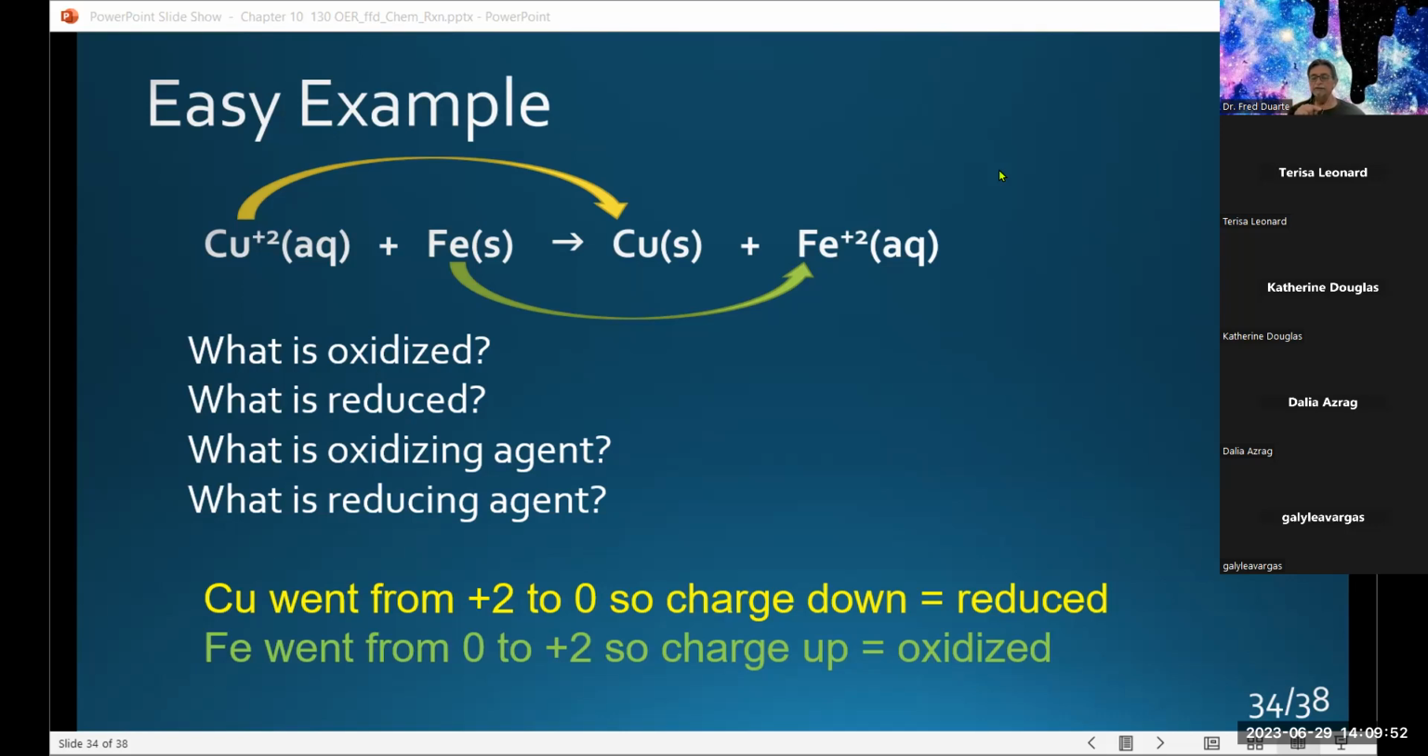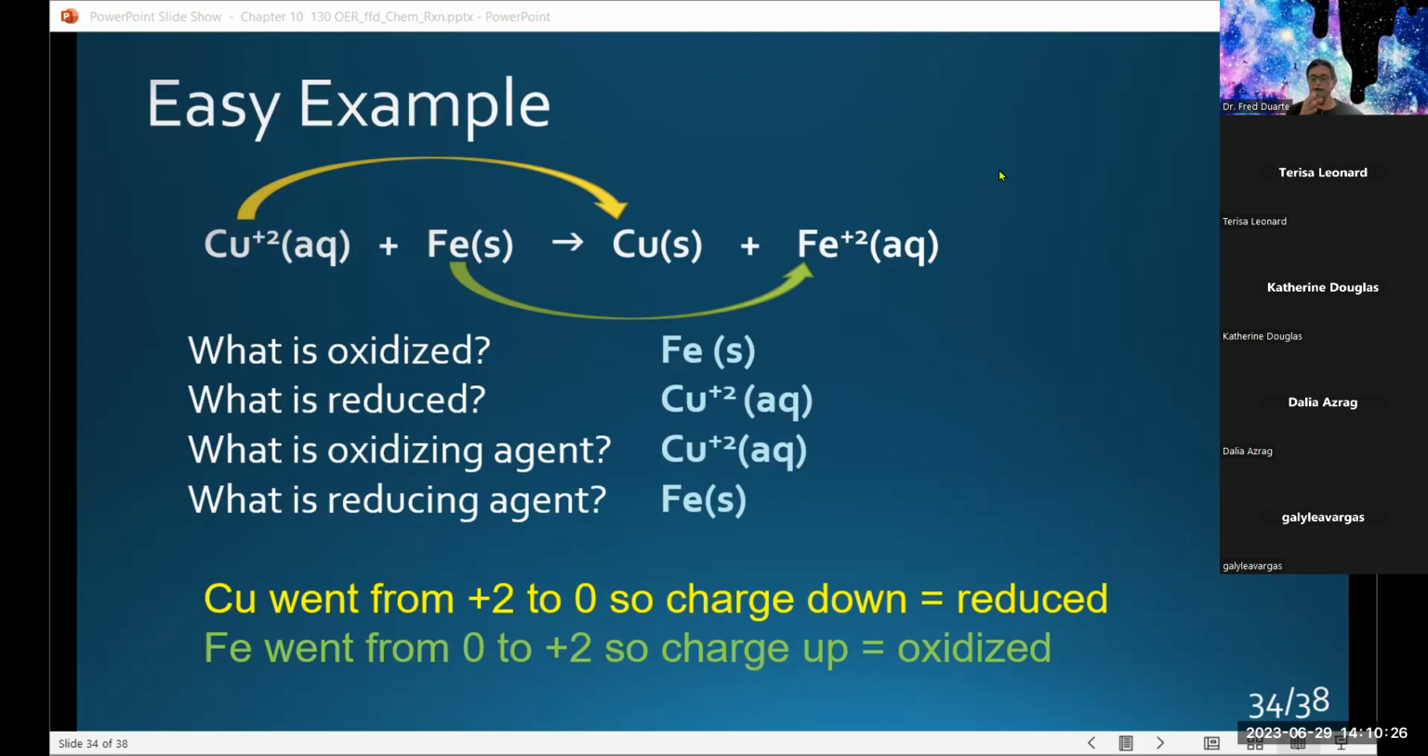And so in that case, the charge went up, the oxidation number went up. So in doing that, it must have lost 2 negatives. So it lost electrons, so it underwent oxidation. So iron underwent oxidation, copper underwent reduction, which makes the oxidizing agent the copper ion, and the reducing agent is the solid iron.